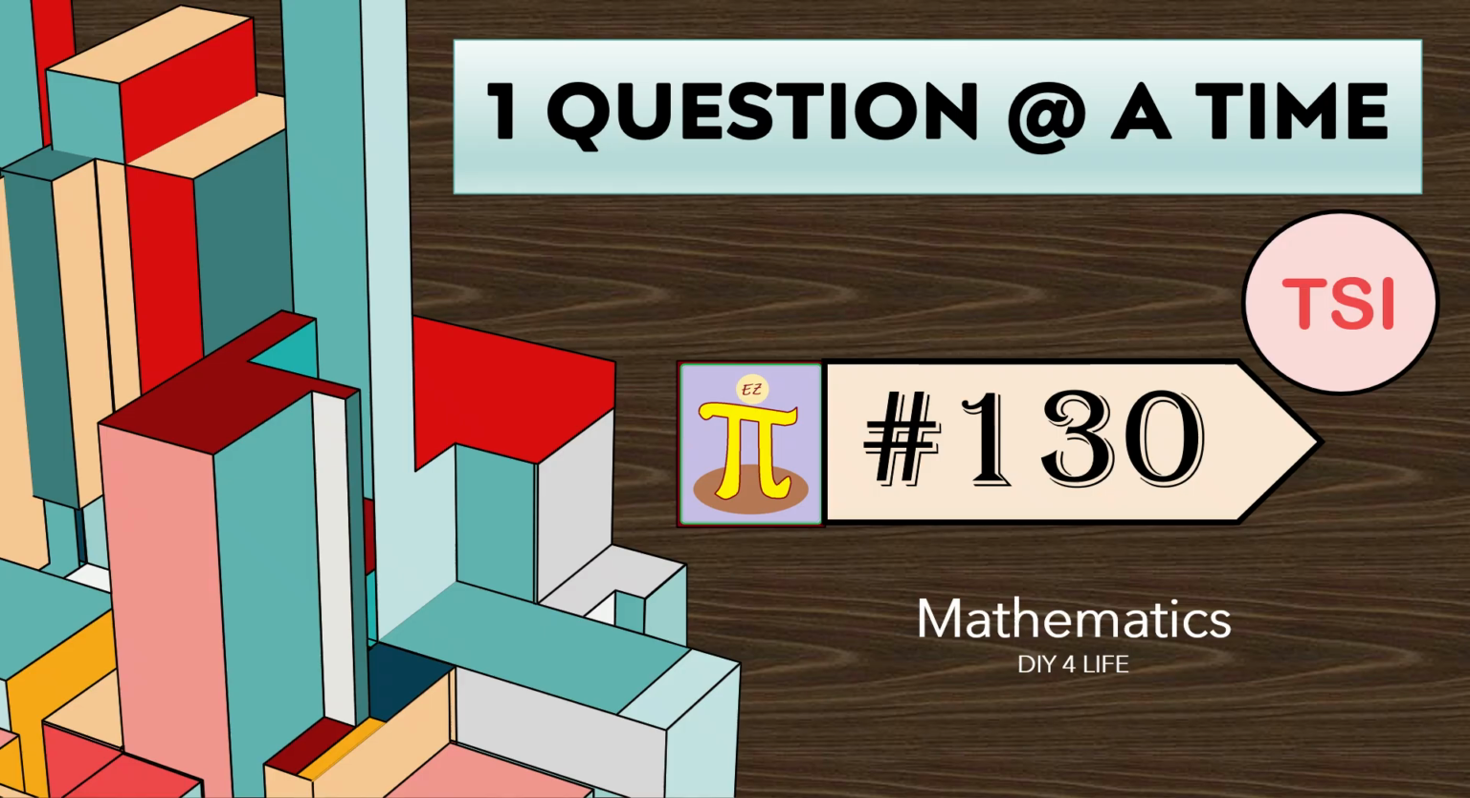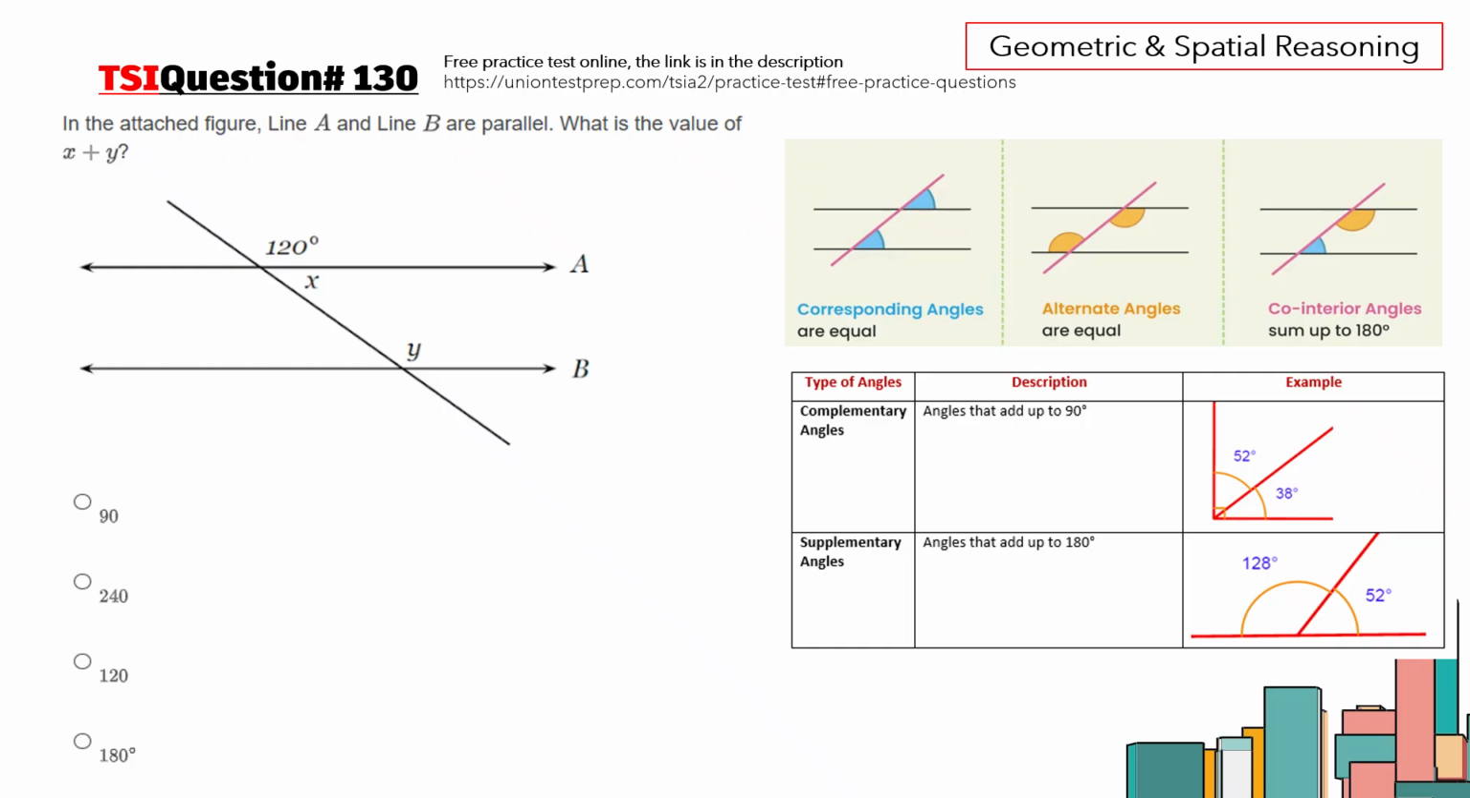Question number 130. In the attached figures, line A and line B are parallel. What is the value of x plus y?